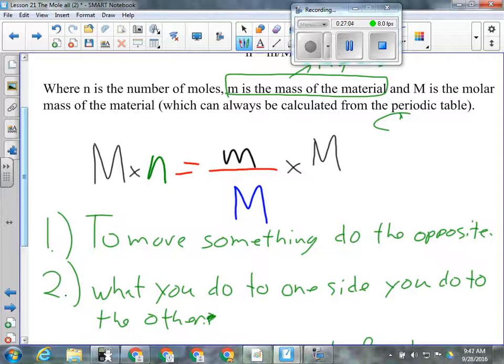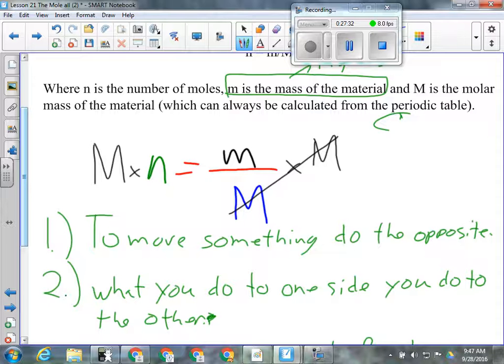When I multiplied this side by big M, what's big M divided by big M? 1. That's why it cancels. It doesn't go away, it doesn't disappear. It just becomes 1, and multiplying anything by 1 is anything. And then I do the same thing over here. Guys, honestly, that's the only manipulation of this formula you're ever going to have to do.